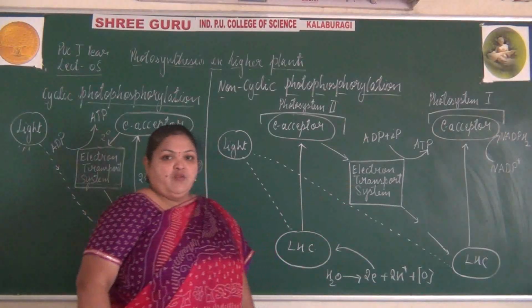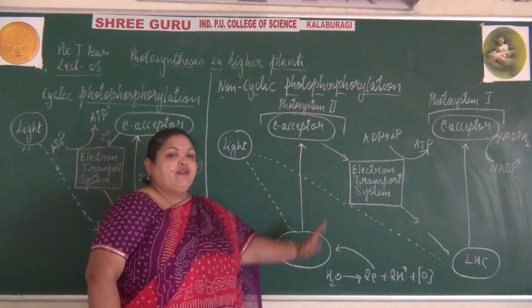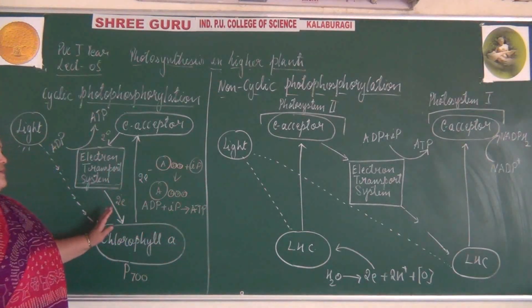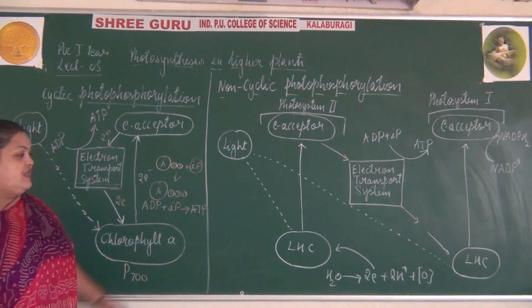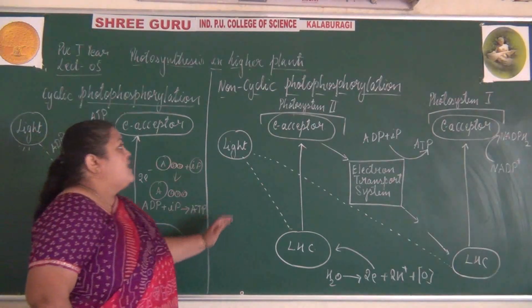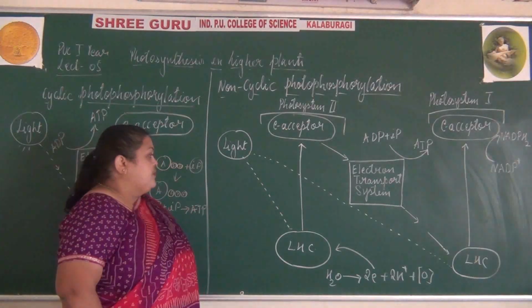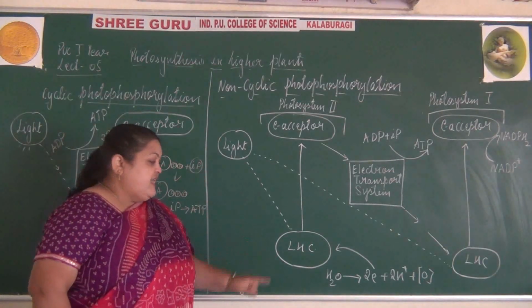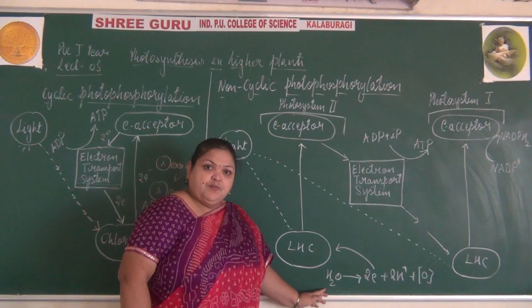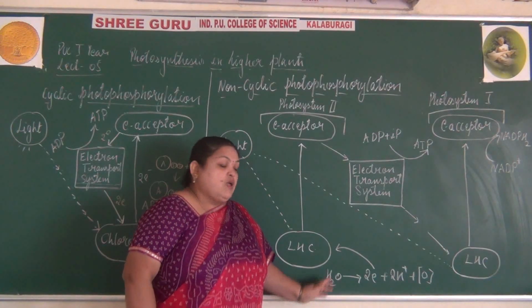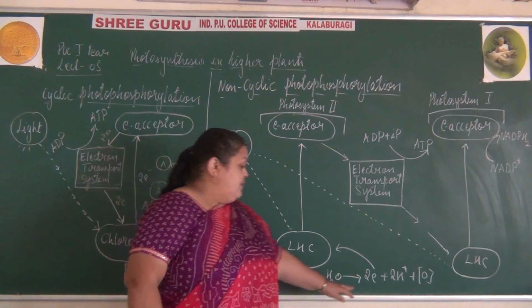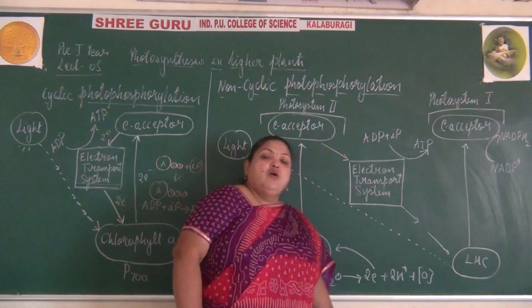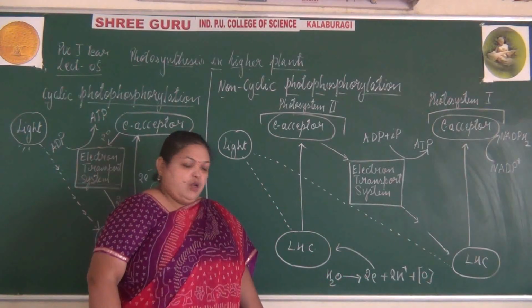photosystems are involved. Just look at the figure there, you will find the differences. It is a very short schematic representation of non-cyclic photophosphorylation. It is the same process, but the very first step is photolysis of water. What is photolysis of water? Water splits to release the electrons and protons, with the release of oxygen.